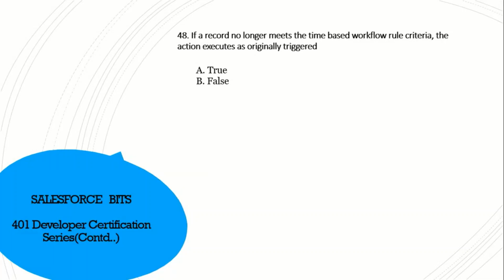If a record no longer meets the time-based workflow rule criteria, the action executes as originally triggered. Yes, the action executes as it was originally triggered, and it does not change the actions even if the record no longer meets the criteria.